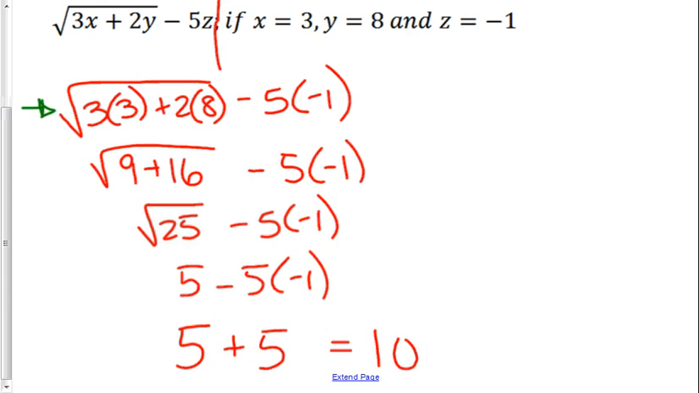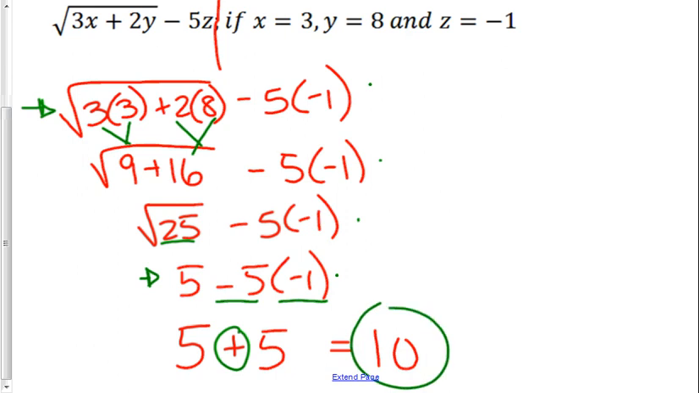It's right here. We're going to start by simplifying what's inside the square root. 3 times 3 gave us 9. 2 times 8 gave us 16. Okay, 16 and 9 gave us 25. The square root of 25 is a perfect square. That gave us 5. Okay, down the left side, we kept it the same until we got here. -5 times -1 gave us a positive 5. Make sure you watch those negatives. A negative times a negative is a positive. At the very end, 5 plus 5 gave us 10. 10 is the correct answer. Sorry about the bell, guys.